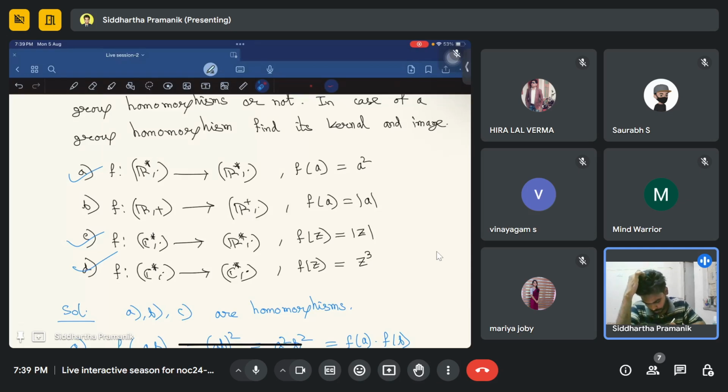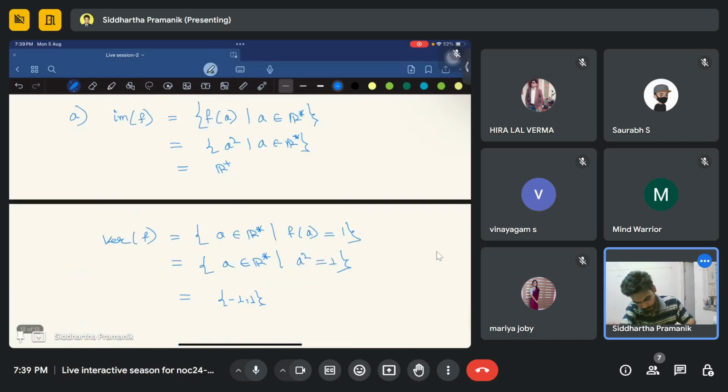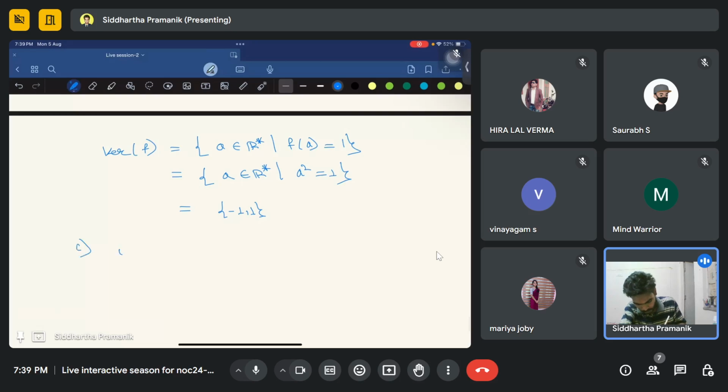So what about the option C? What will be the image? So here also the image is R plus because mod Z is always going to be positive, right? So you can verify that. So let me just write it down. Image of F will be R plus.